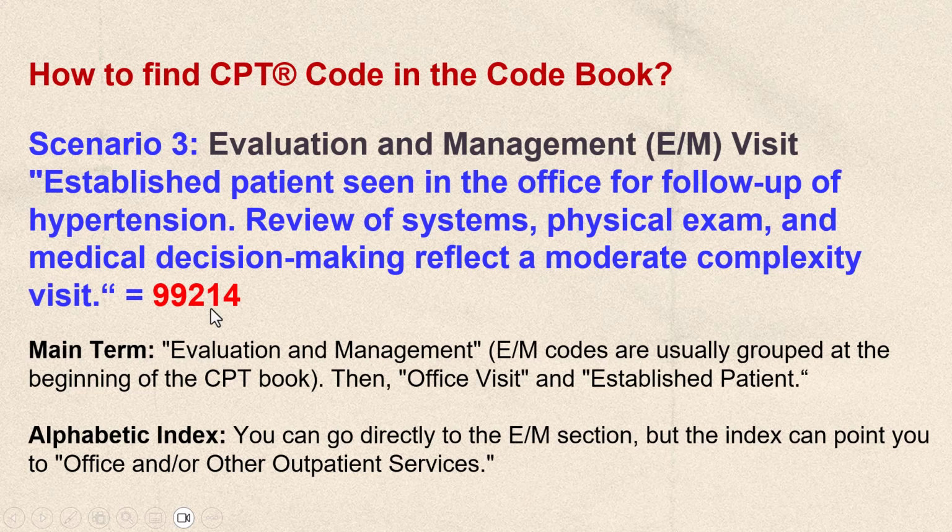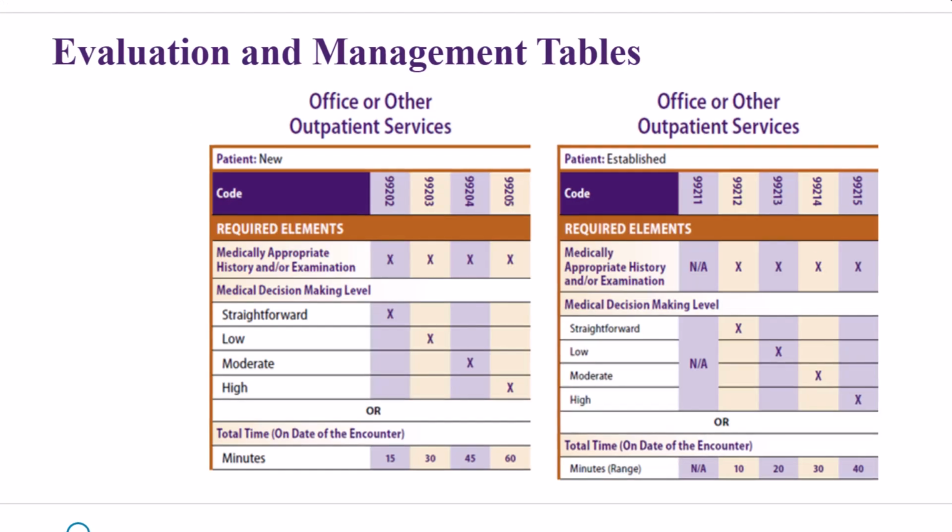But it is easy if you encounter this evaluation and management type of question. You can directly go to the section, and before the start of the section there's a table. With the table you can easily identify the answer. So here you can see: established patient, office visit, moderate complexity. You have to keep these three in mind: established patient, office visit, moderate complexity. So you can use this table at the start point of the evaluation and management section.